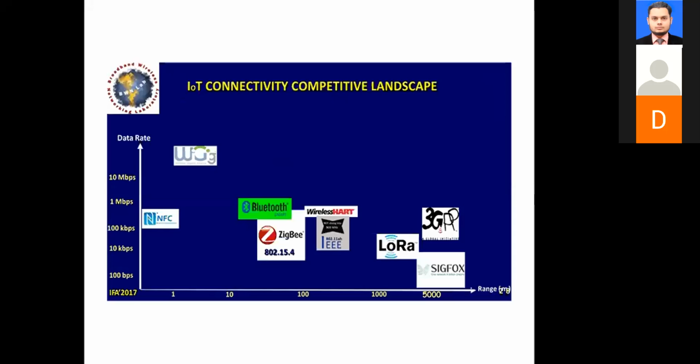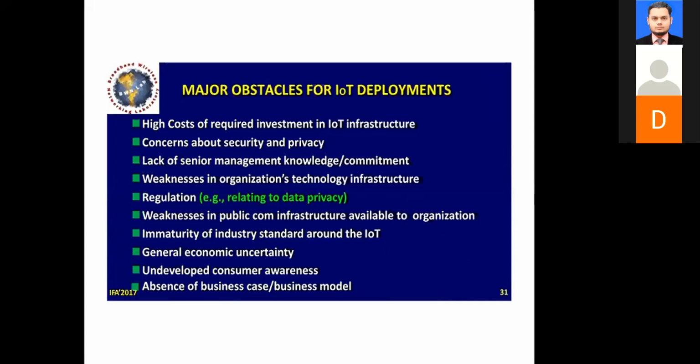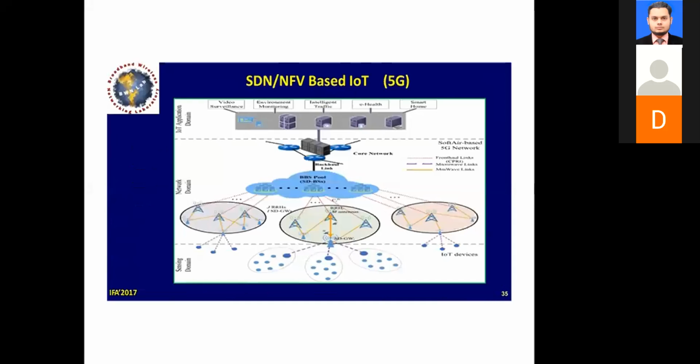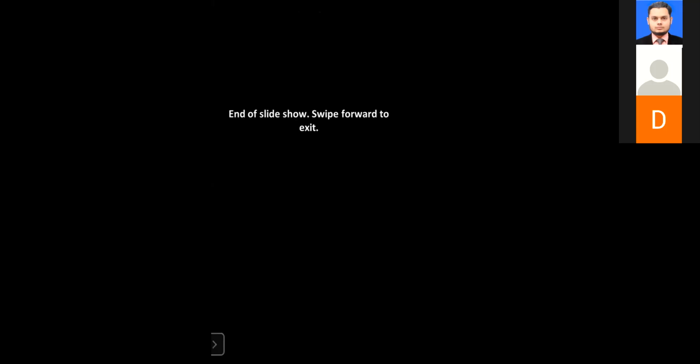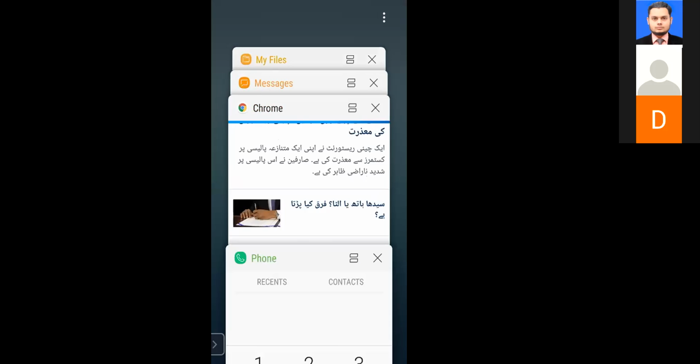Some different landscape, current standardization of IoT. We will skip this slide because of the time constraint, and now we are moving to the second part of today's presentation. Let me share with you.